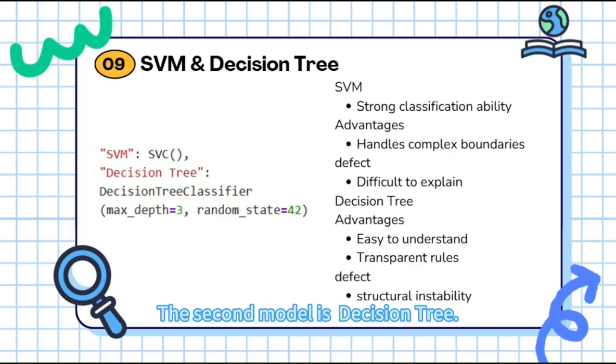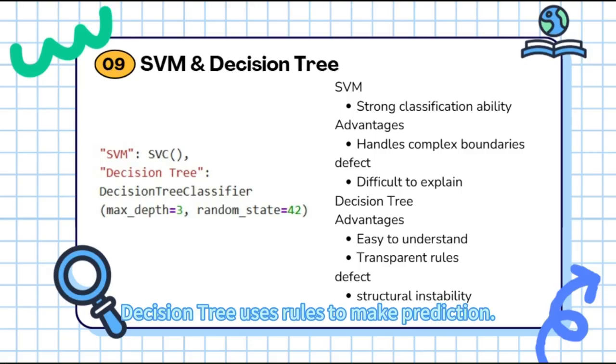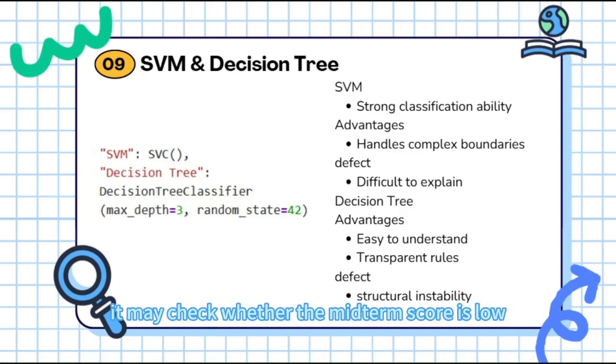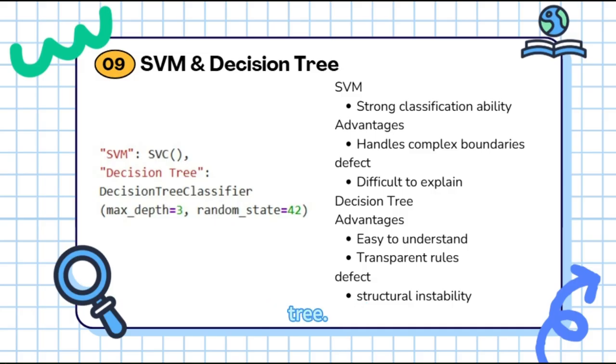The second model is the decision tree. The decision tree uses rules to make predictions. For example, it may check whether the math score is low and whether the number of absences is high. The advantage of the decision tree is that it is easy to understand and has transparent rules. The parameter max_depth limits the depth of the tree. This helps prevent the tree from becoming too complex and keeps the rules easy to explain.